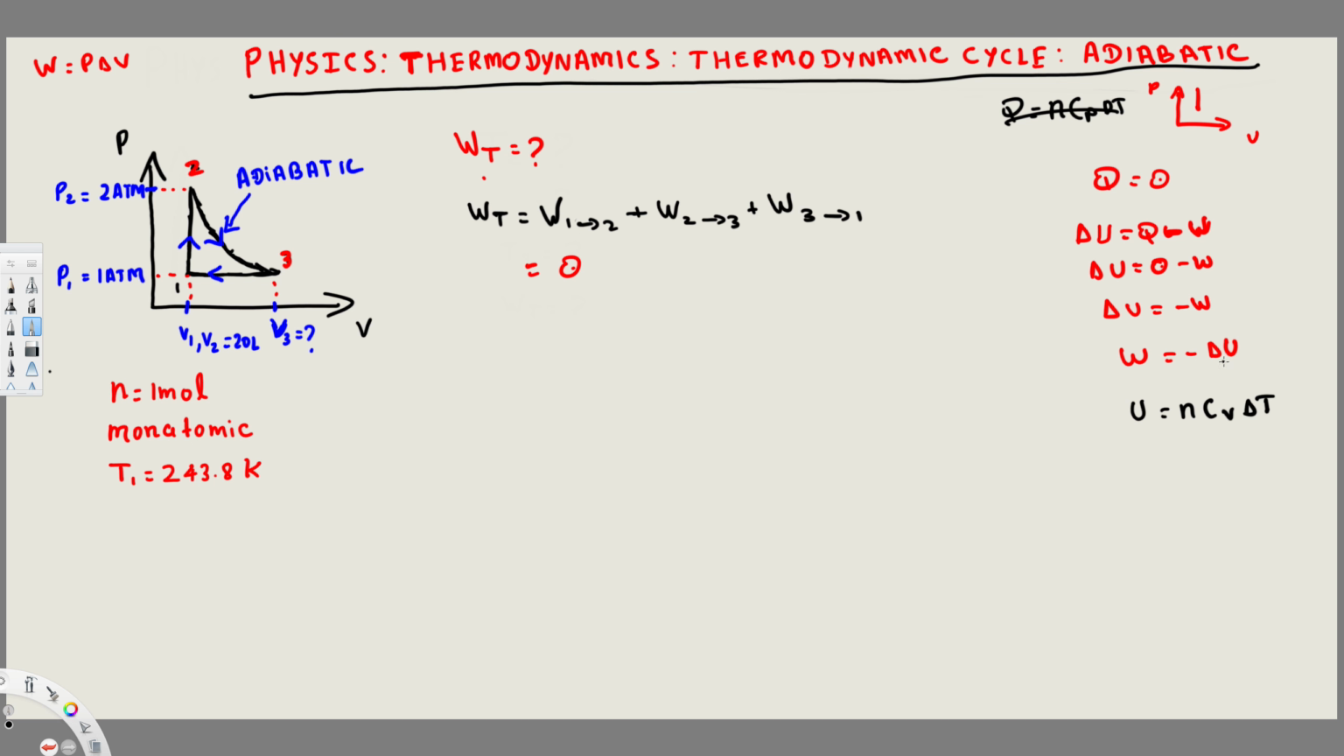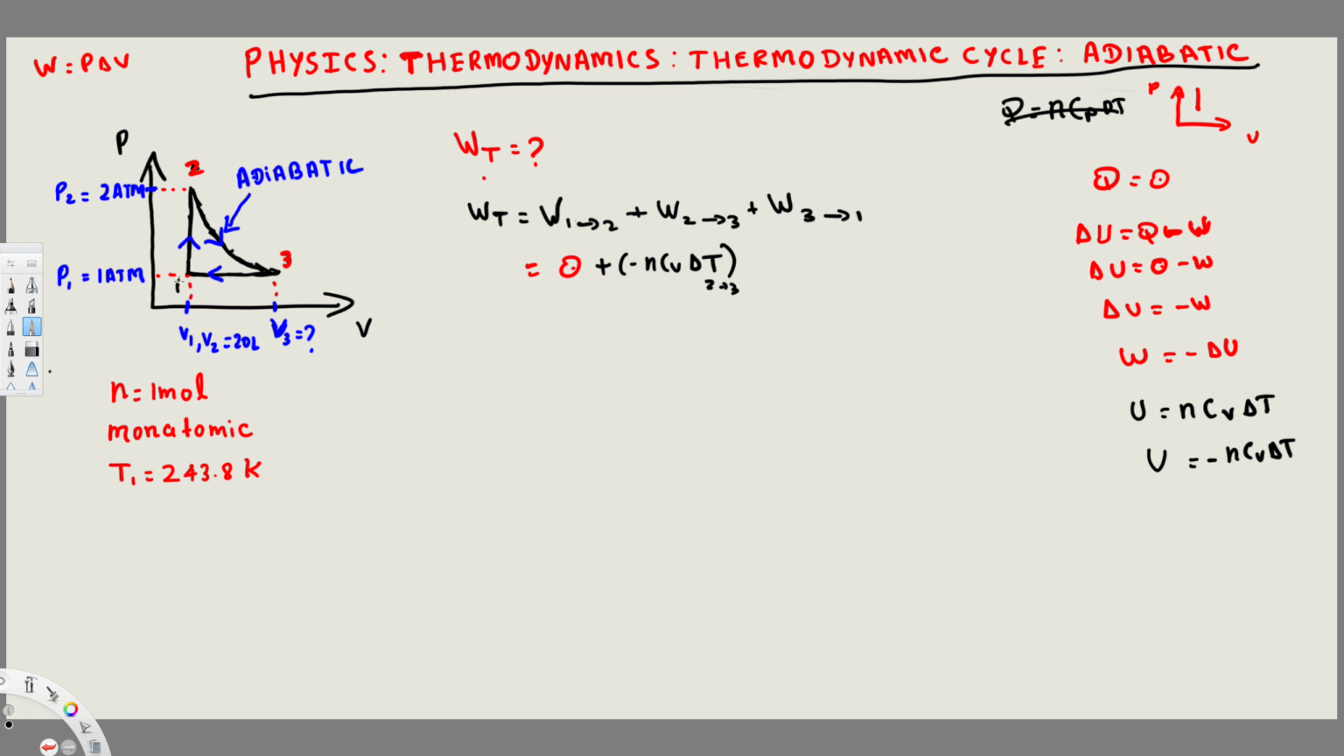So here we have negative delta U. So this work is going to be negative nCv delta T, right? So that's going to be the equation at 2 to 3, because since it's adiabatic, this is going to be the equation. So we can directly say W is minus nCv delta T, and that's going from 2 to 3, right? So this is going to be 2 to 3, and let's look at 3 to 1.